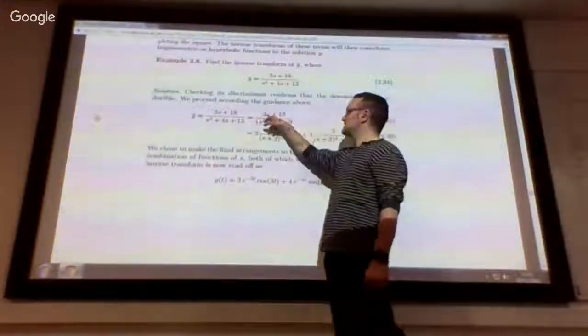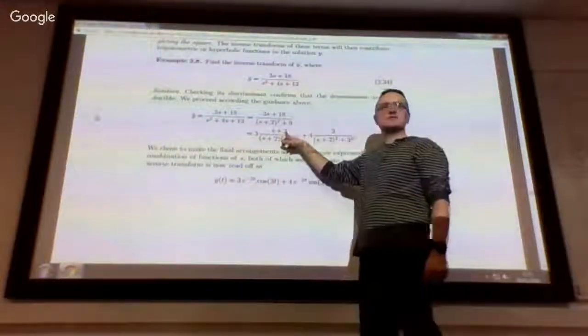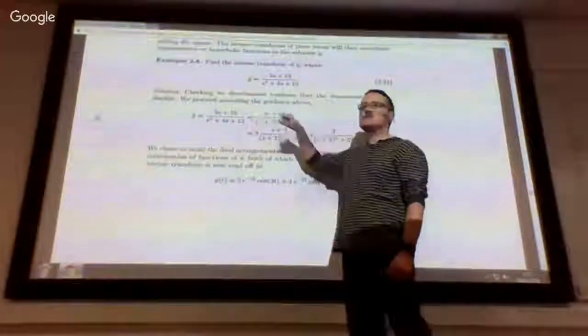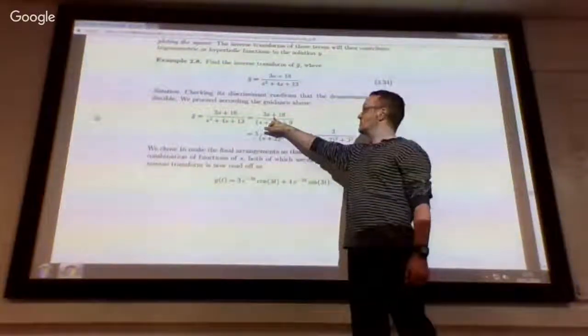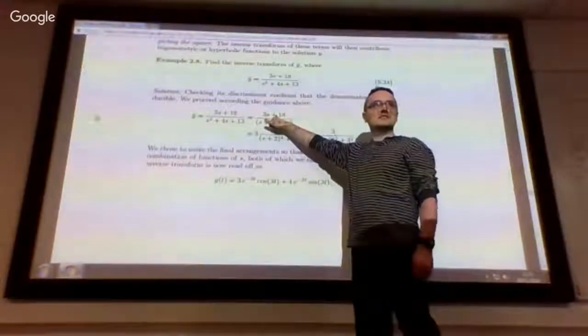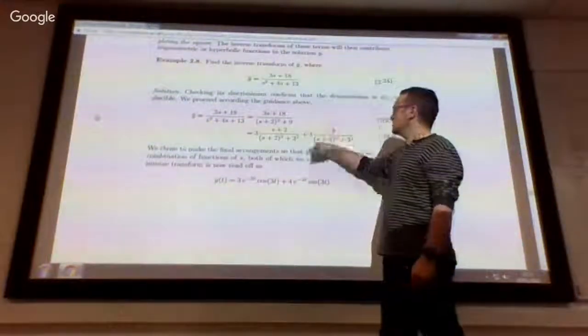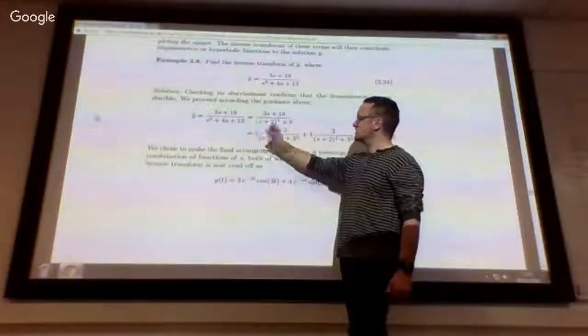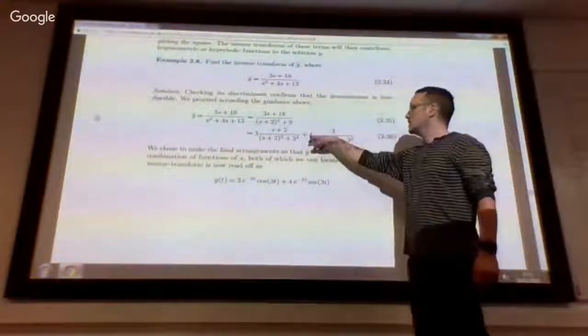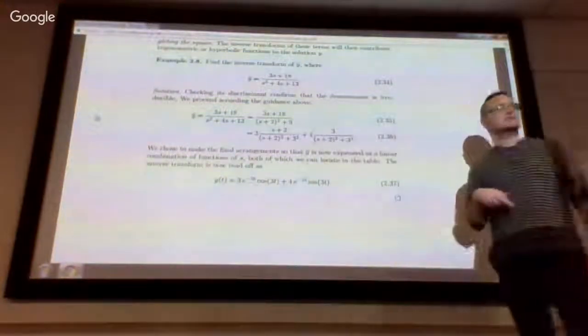Well, we've got 3s here, so it's going to have to be 3 times s plus 2 to generate the 3s. The 3 times 2 generates a 6. So there's a 12 missing, so that's going to be generated by 4 times 3. So the appropriate combination is 3 times the s plus 2 fraction plus 4 times the 3 fraction.